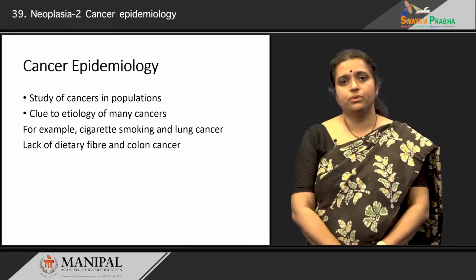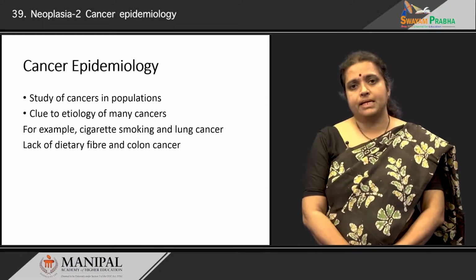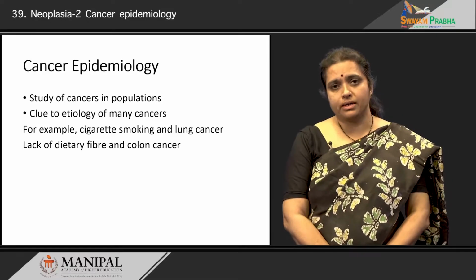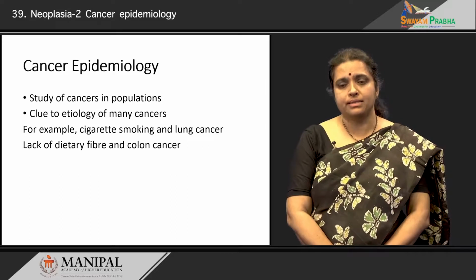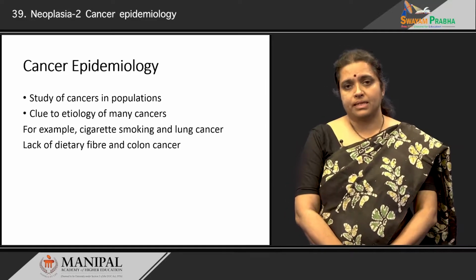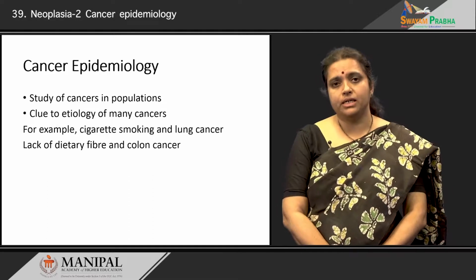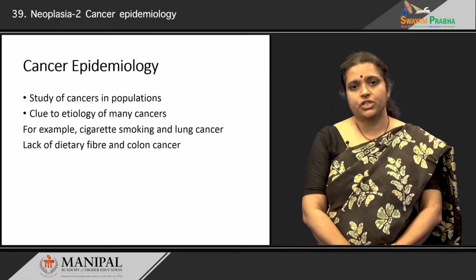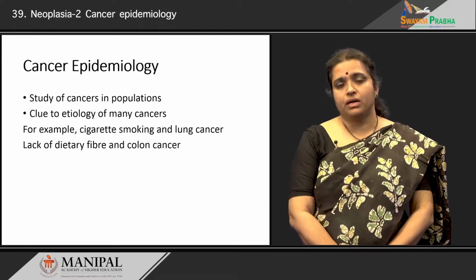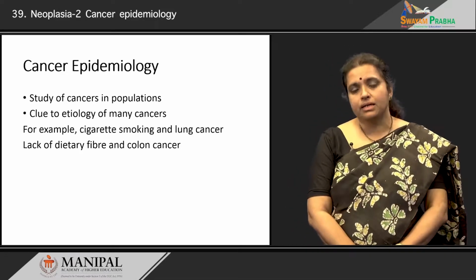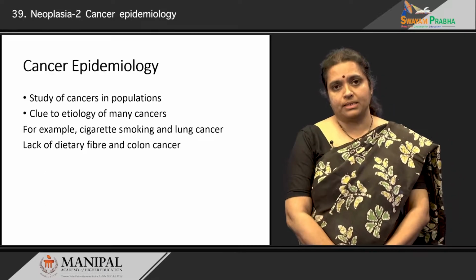So, it gives us a clue to the etiology of many cancers, and the glaring example of this is of course cigarette smoking and tobacco, which is linked to lung cancer. And the second example is the lack of dietary fibers, especially in the Western societies, which can lead to colon cancer. So, these are certain examples of how epidemiological studies have helped us understand the etiology of cancers better.